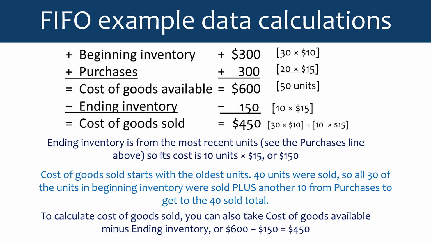There's another way to calculate cost of goods sold if we already have ending inventory, and it's easier. To calculate cost of goods sold, you can also take the cost of goods available minus ending inventory, or $600 minus $150 gives us $450 as our cost of goods sold. That's it on this example of the FIFO method. It can be complicated, but if you take your time and write down each step, you can do it.